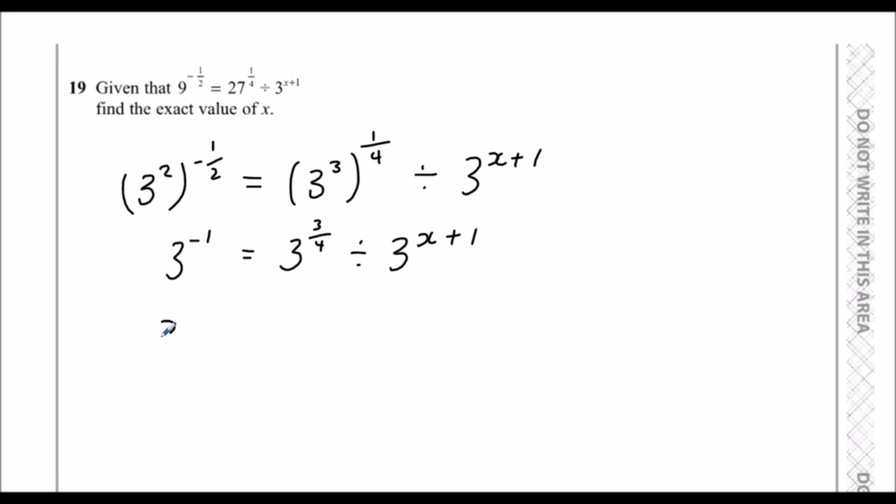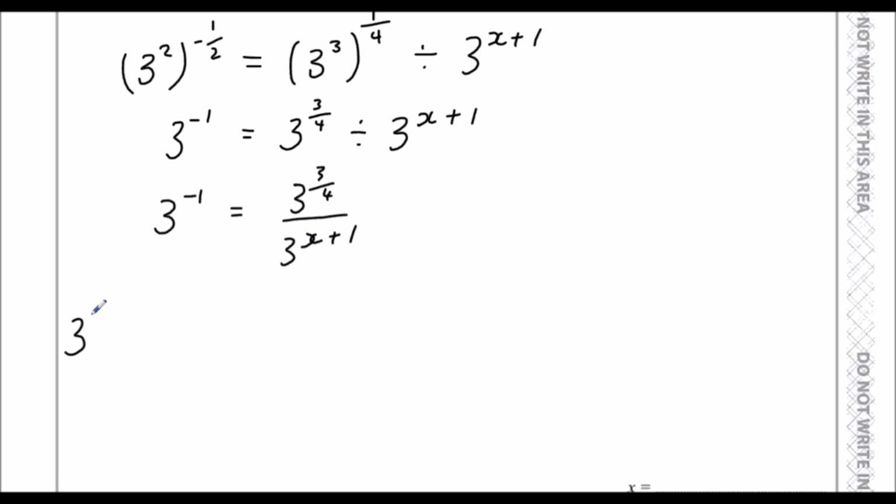And if I rewrite that divide as a fraction, it will make the next step clearer. So I want to get rid of that divide, and I'm going to do that by multiplying both sides by 3 to the power of x plus 1. So I can get rid of that by having 3 to the power of minus 1 times 3 to the power of x plus 1 equals 3 to the power of 3 quarters.